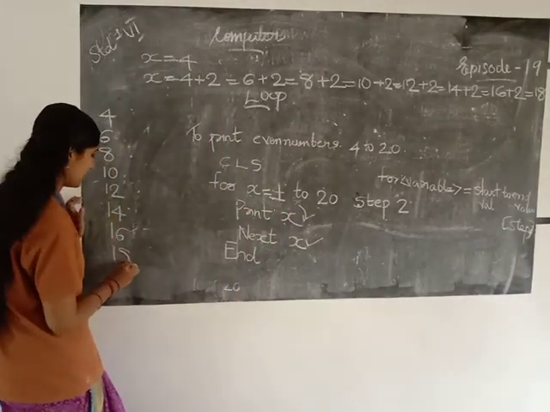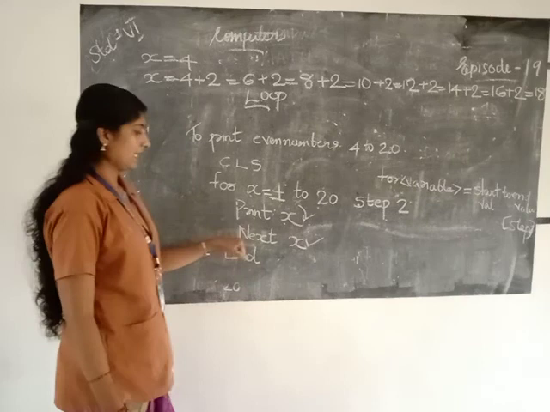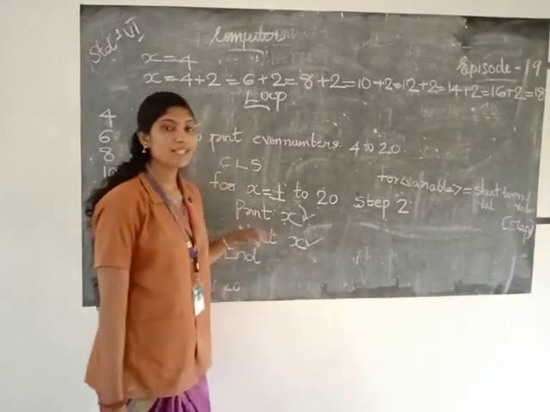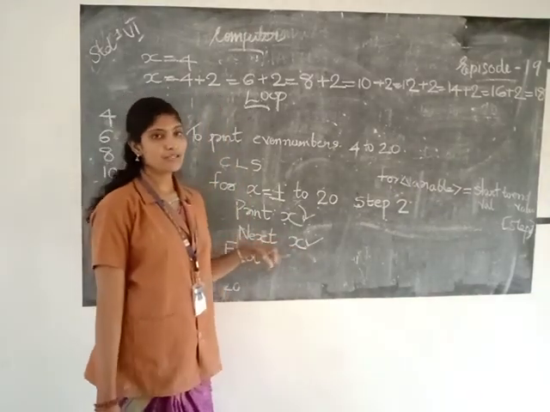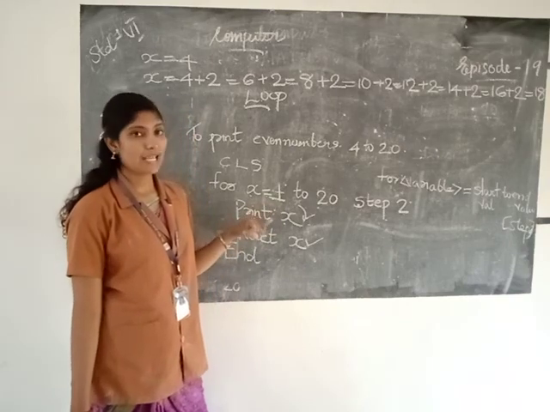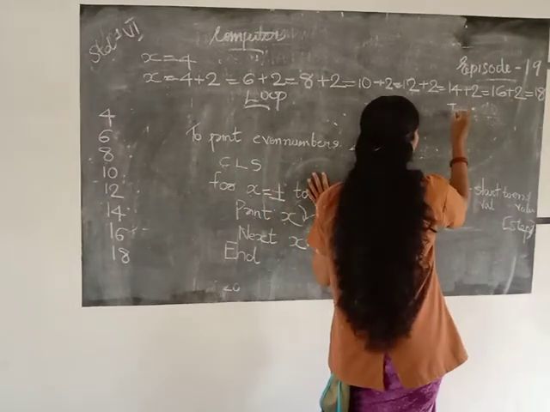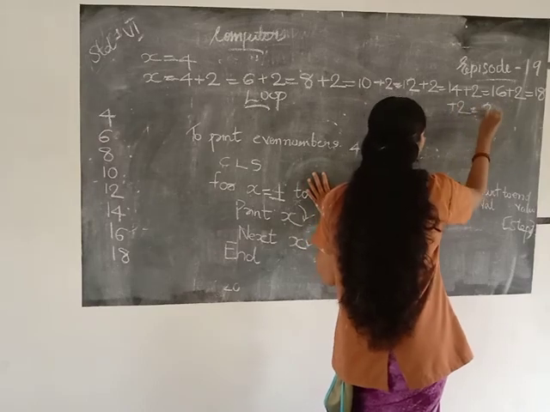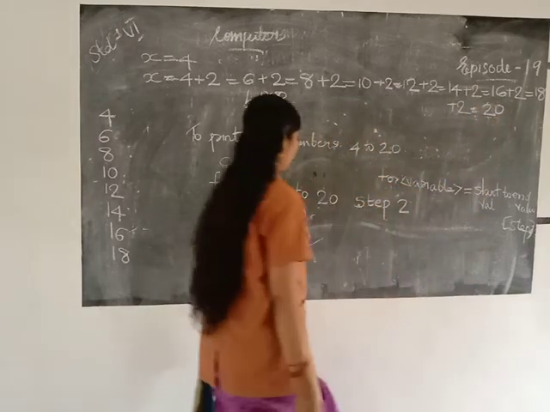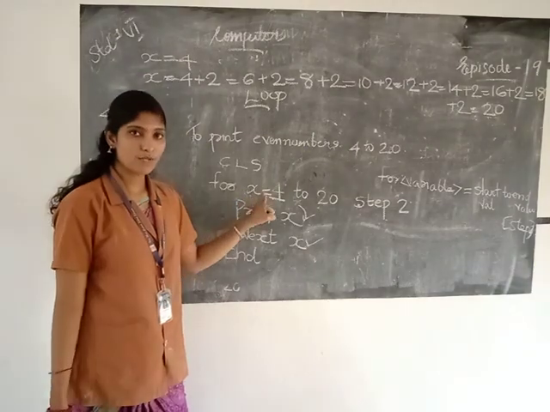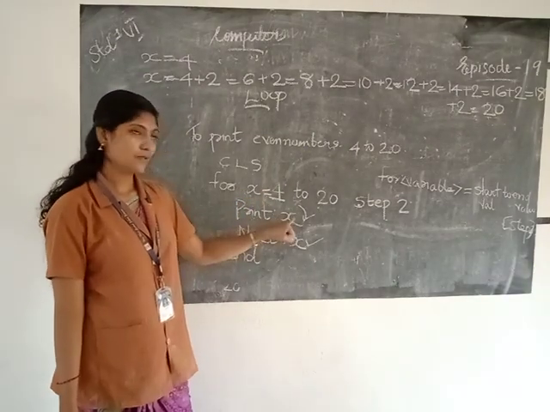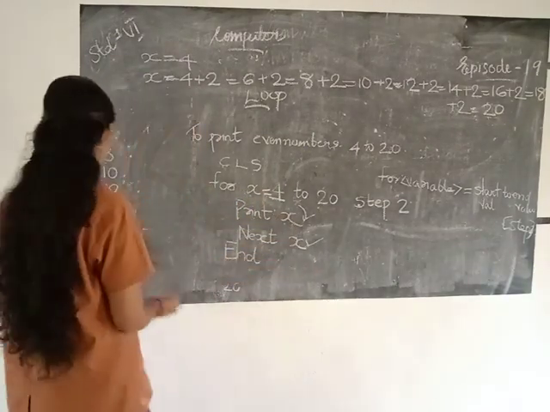Print 18. Then next x means the current value is incremented by 2. So now the current value is 18, which is incremented by 2 means 18 plus 2 equal to 20. Then now the value of x equal to 20. So print x means print 20.